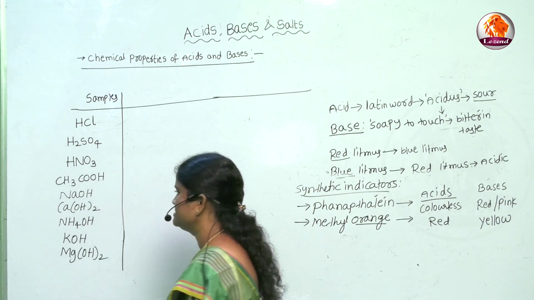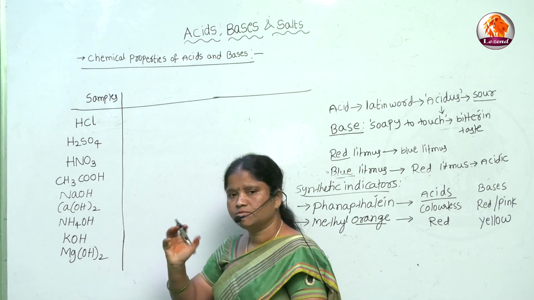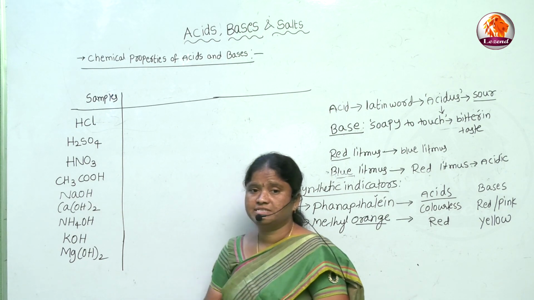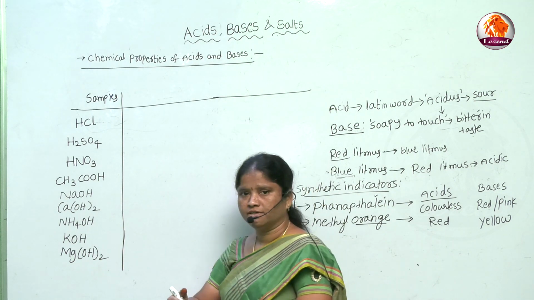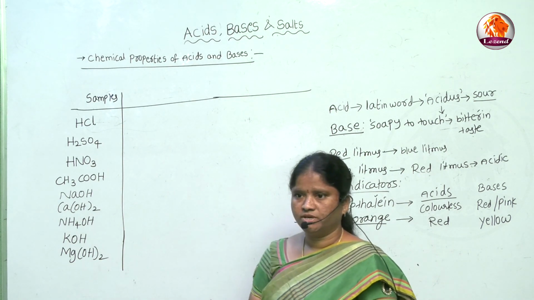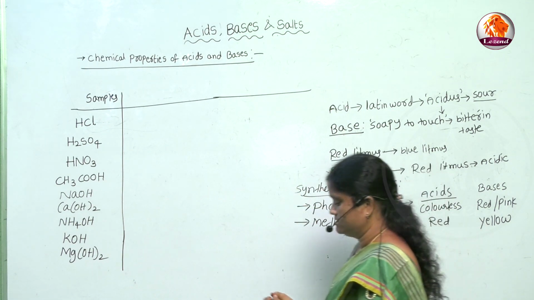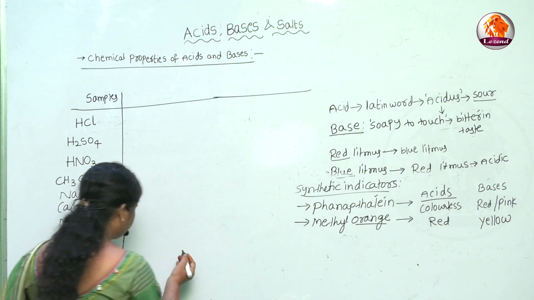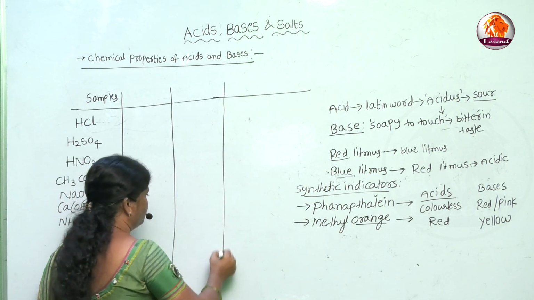Samples of some substances. Some of the substances are acidic and some are basic. Which substances are acidic and which are basic, we do not know. We have to identify their chemical properties with litmus and with these synthetic indicators. So here we have to take 4 watch glasses.